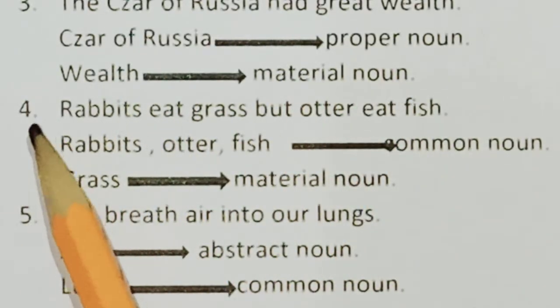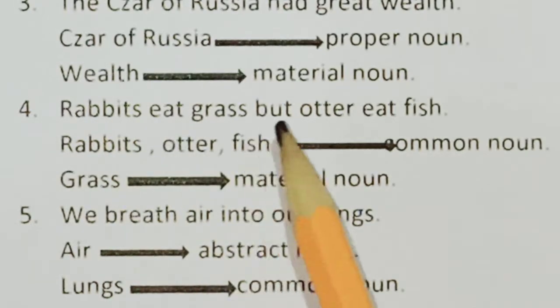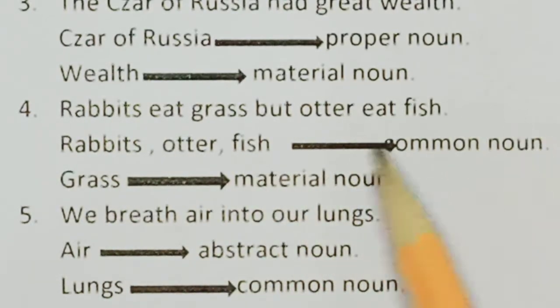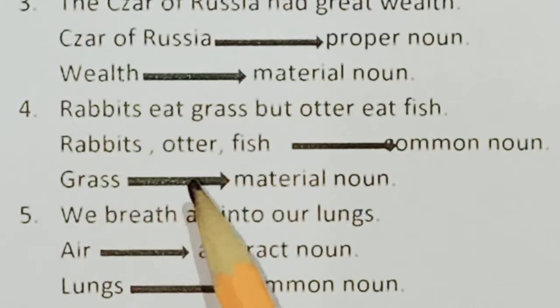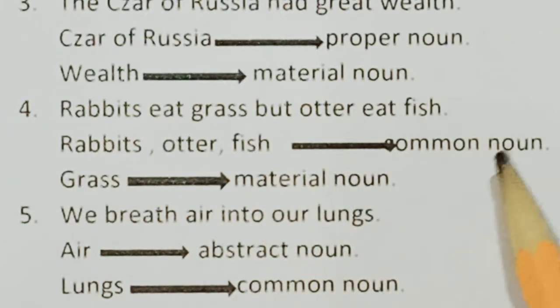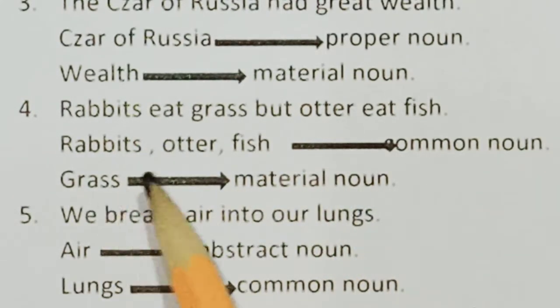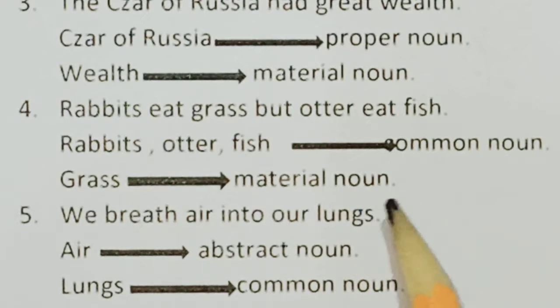The fourth sentence is, rabbits eat grass but otter eat fish. In this sentence, rabbits, otter, fish are common nouns while grass is a material noun. The fifth sentence is, we breathe air into our lungs. In this sentence, air is an abstract noun while lungs is a common noun.